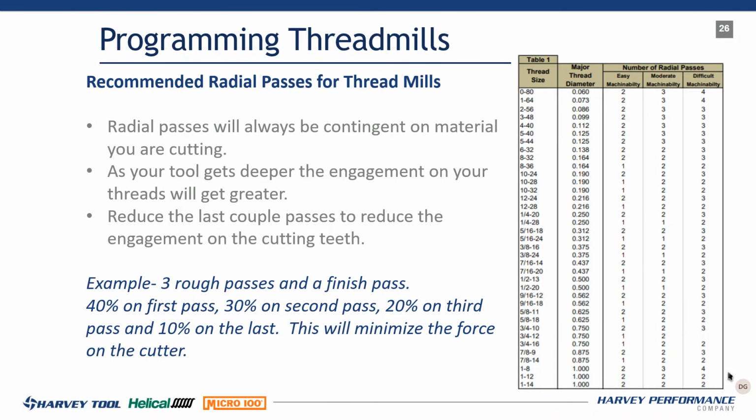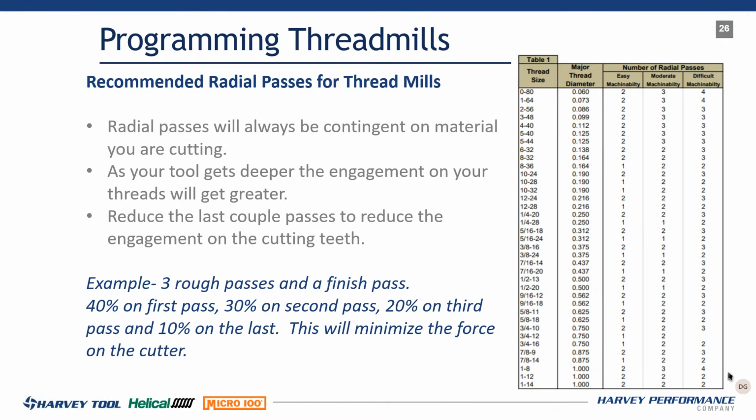Programming thread mills. Again, let's talk about recommended radial passes for a thread mill and understand what I'm talking about. This isn't law. I'm not telling you that you need to do 4 passes with a thread mill depending on material. But remember, we have a lot of conditions here. We have lengths of cut, diameter, core thickness, thread passes, all that. So all of this is going to take effect.